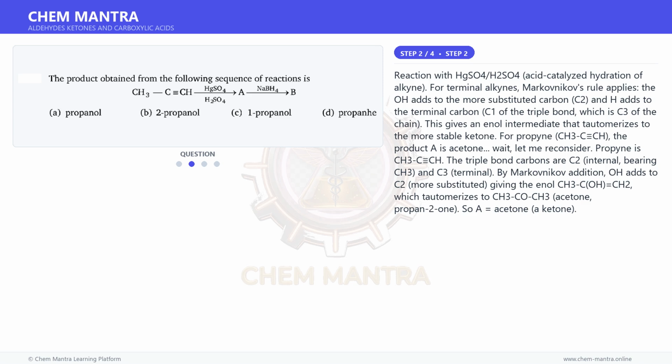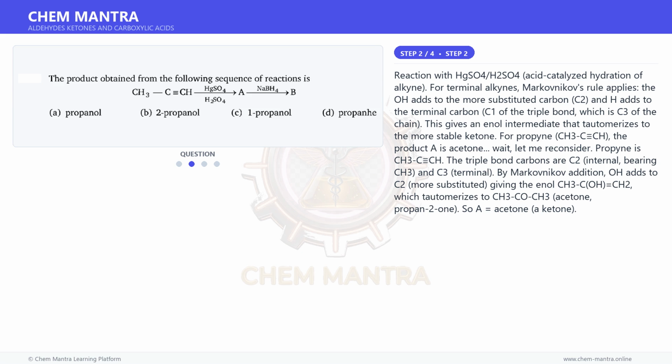Reaction with HgSO4/H2SO4, acid-catalyzed hydration of alkyne. For terminal alkynes, Markovnikov's rule applies. The O adds to the more substituted carbon, C2, and H adds to the terminal carbon of the triple bond, which is C3 of the chain. This gives an enol intermediate that tautomerizes to the more stable ketone.